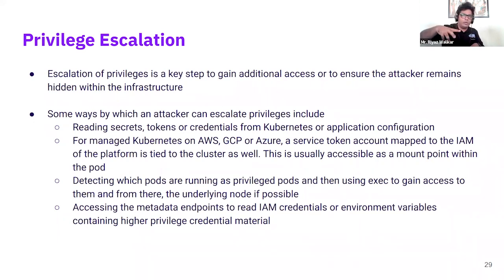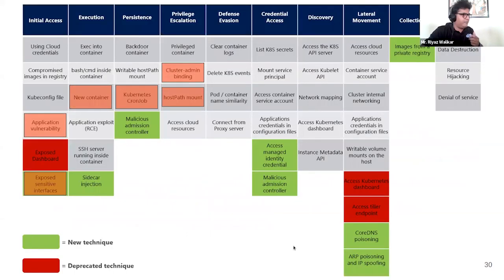Once I'm in the node, if I can access the instance metadata, if it was being blocked while I was in the pod, that could give you additional access within the cloud. You're essentially escaping out into the cloud environment. We'll see if we can do a demo of that as well. So host path mount and cluster admin binding are common privilege escalation techniques for Kubernetes.